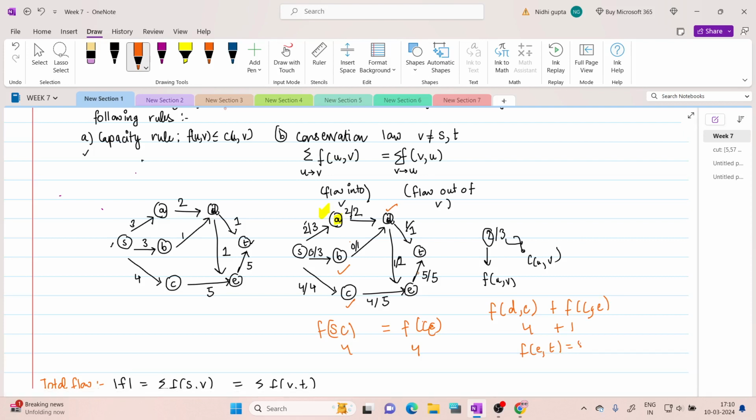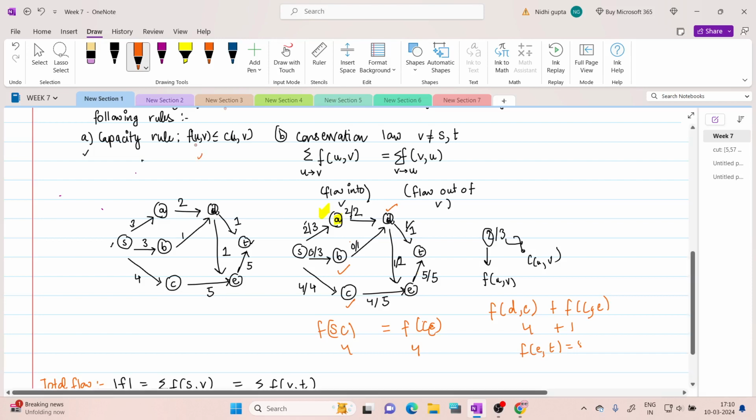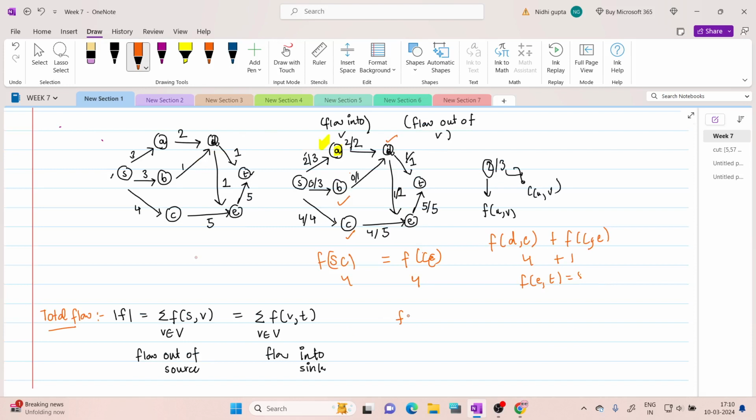Now once we know what a flow is, what is the value of a flow? Given a flow, that is a function from edges to R satisfying properties A and B, the total flow is basically either we count the flow out of the source, that is all the edges going out of S, or the flow into the sink vertex.